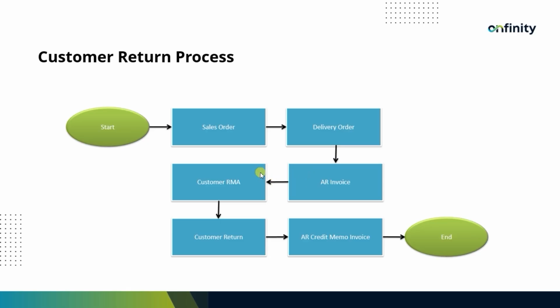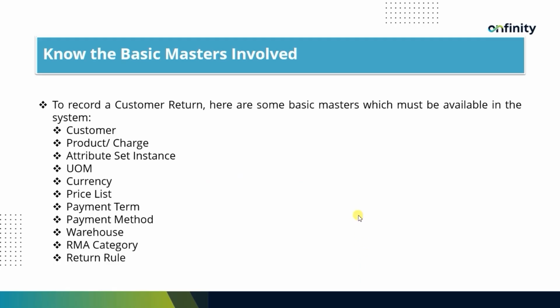If there is a need to return any items, the customer RMA, or return merchandise authorization, comes into play. This step allows the organization to authorize and track the return of goods from the customer. Following the customer RMA, the returned products are recorded under customer return, which ensures the inventory is updated and the returned items are managed appropriately. Finally, if the customer is eligible for a credit, an AR credit memo is generated to adjust the customer's account accordingly.